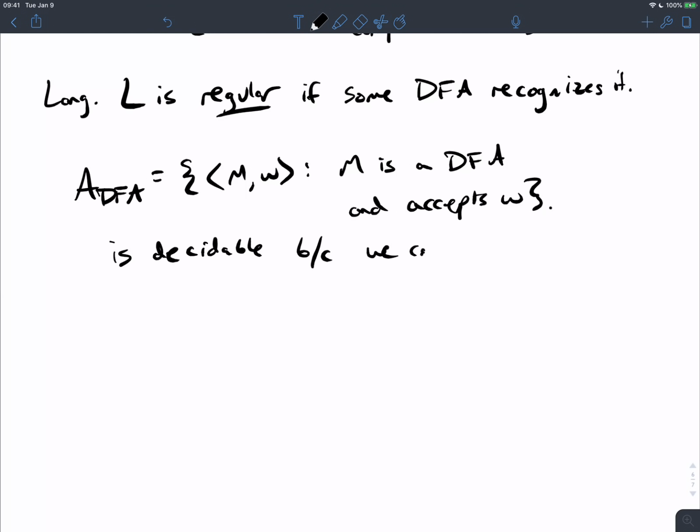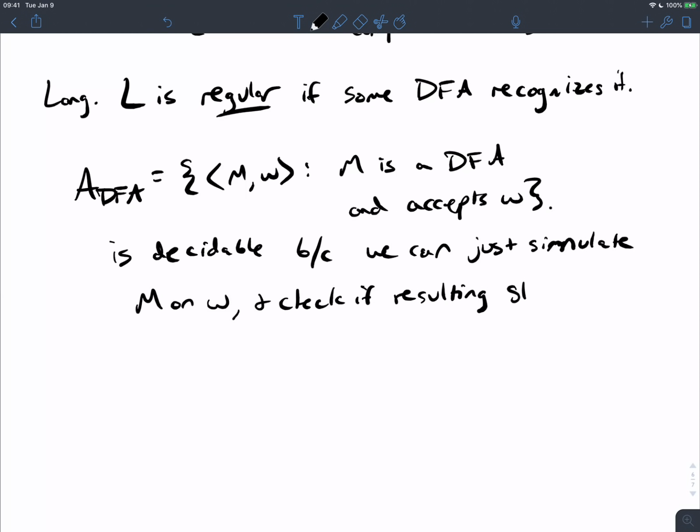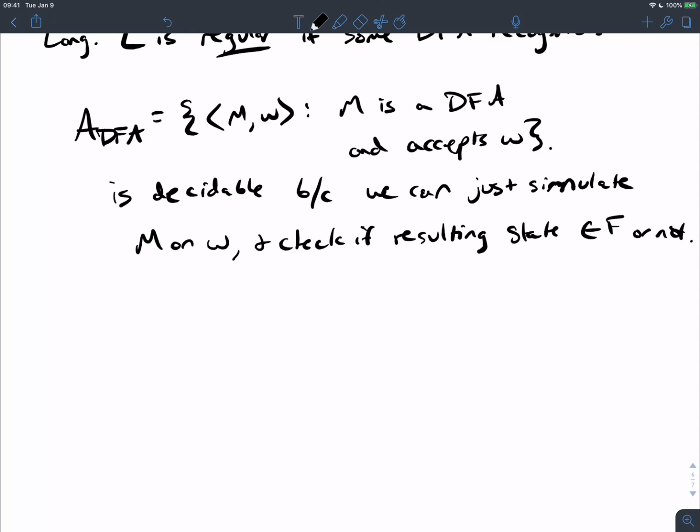So in fact, this is decidable because we can just simulate M on W and check if the resulting state is in F or not. Okay, so that's not too surprising because it's just a simpler model of an LBA. Any questions on that? Yeah.